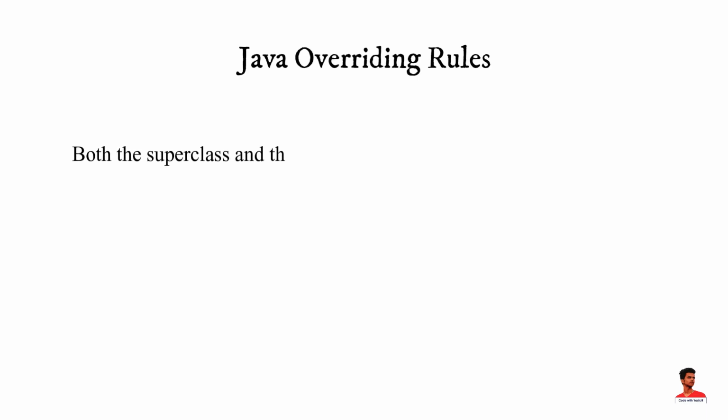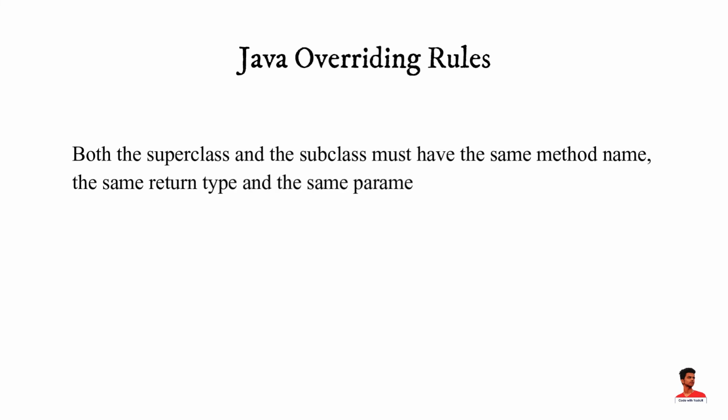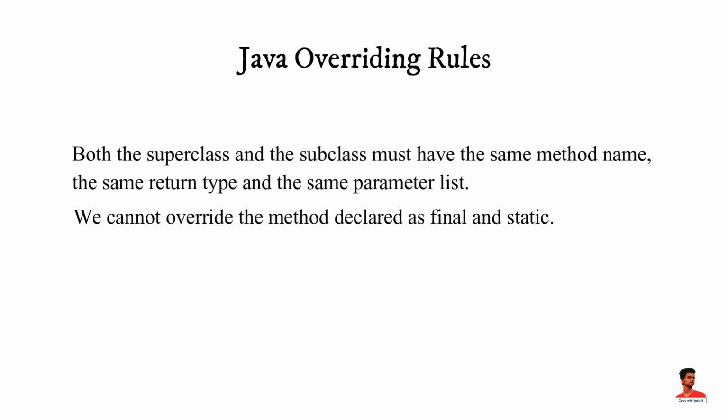Both the superclass and the subclass must have the same method name, the same return type, and the same parameter list. We cannot override a method declared as final or static. There must be an is-a relationship.